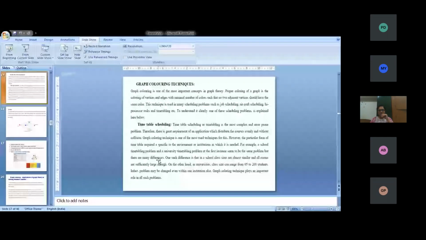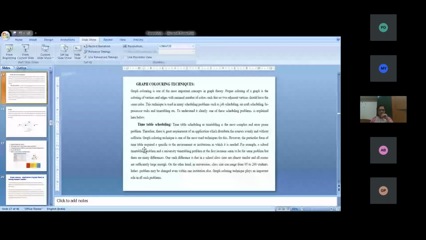A particular form of timetable is required specific to the environment and the institution in which it is needed. For example, a school timetabling problem and a university timetabling problem at first instance seem to be the same problem, but there are many differences, because every semester we'll be using a new timetable. Last semester's timetable will not be the same as the next semester's timetable. So we'll be having many differences in this.